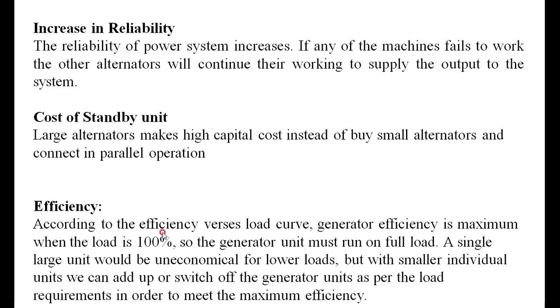According to the efficiency versus load curve, generator efficiency is maximum when the load is 100%. So the generator unit must run on full load. A single large unit would be uneconomical for lower loads, but with smaller individual units, we can add or switch off the generator units as per the load requirements in order to meet the maximum efficiency. These are some of the advantages of connecting the alternators in parallel.